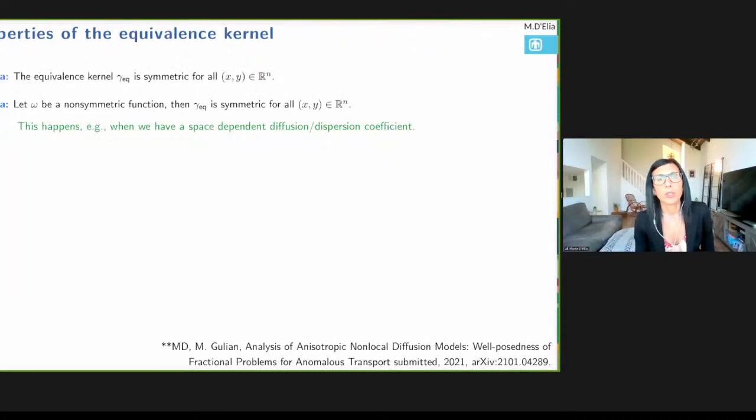Now, some properties of this equivalent kernel, under the assumptions that I stated at the beginning, so alpha being anti-symmetric and little omega symmetric: the equivalence kernel is symmetric. More recently, in another work with Mamikin, we proved that even when little omega is non-symmetric, the equivalence kernel is still symmetric. And the reason why we're interested in situations in which little omega is not symmetric is when, for example, we deal with anisotropy. So if in a weighted operator we have a measure of the anisotropy, or just if we know how the diffusivity, for example, changes with x, then we have a function that depends on x only, and we can incorporate it in little omega, but a function of x only is clearly not symmetric in x and y. So that's why we needed this result.